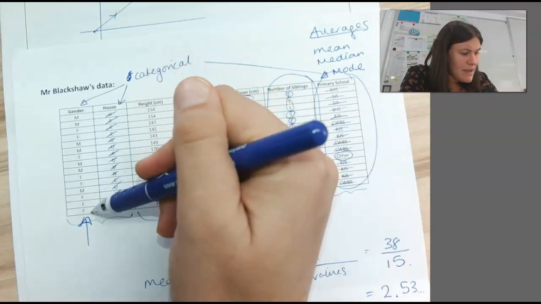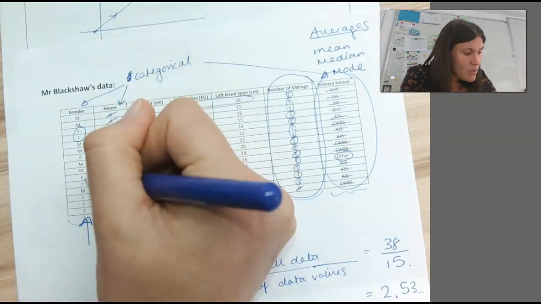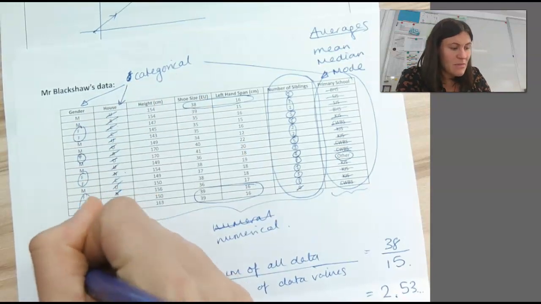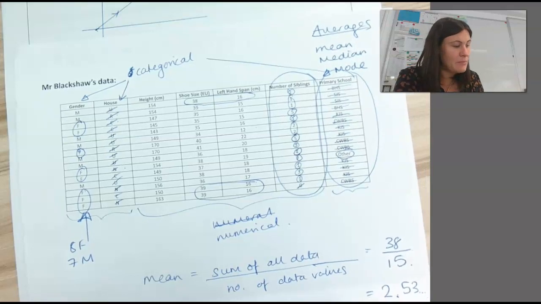So male and female, does it even make sense to say that an average student is male or female? Well, we've got slightly more females in our sample. We've got 8 females and we've got 7 males. So would we say the average student in year 7 is female? Or would we just say actually it's about half and half? We wouldn't comment on that one.